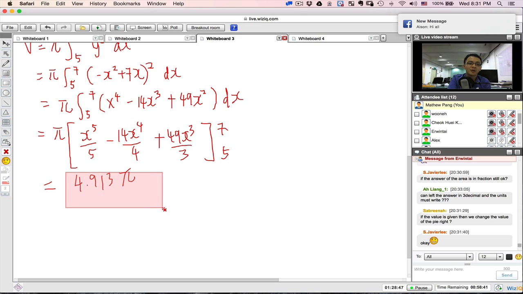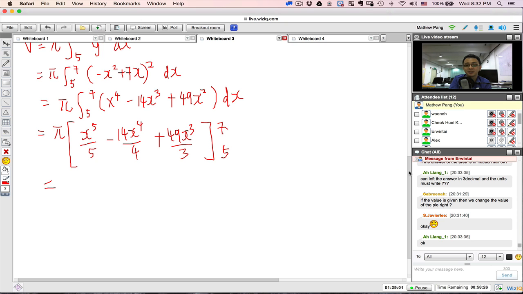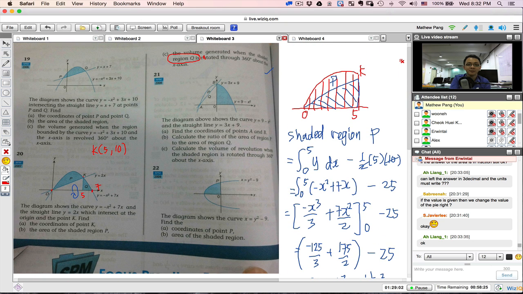So for this question, what you do is you just substitute 7 into all the 3 terms here, minus you substitute 5 into all the 3 terms here, and supposedly you can get the correct answer. I really hope I had more time to guide you on this, but it's 8:30 already, time passes so fast. So please try to do some questions. Integration for volume and area is not as hard as you think.